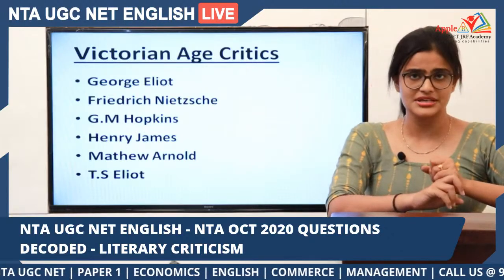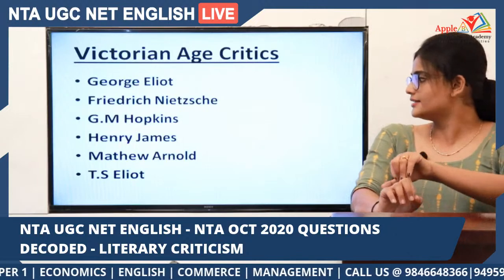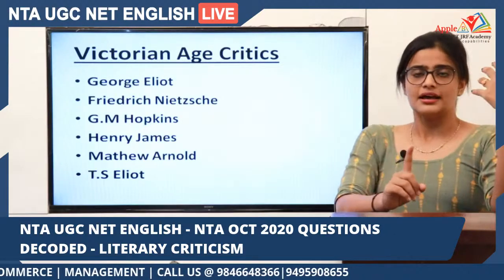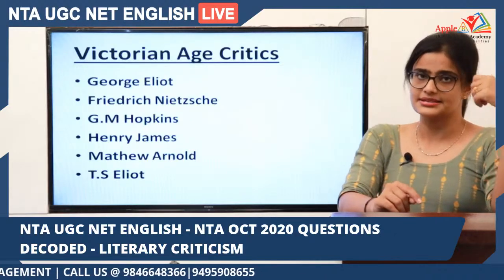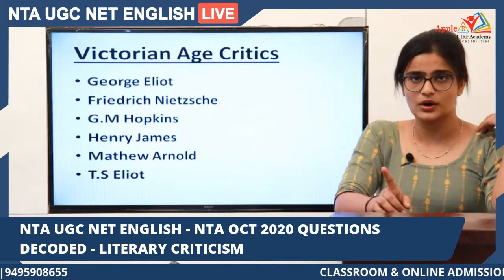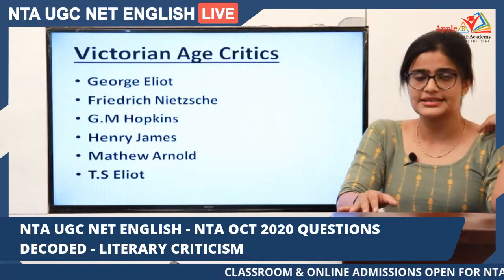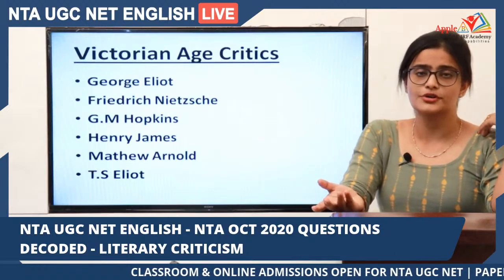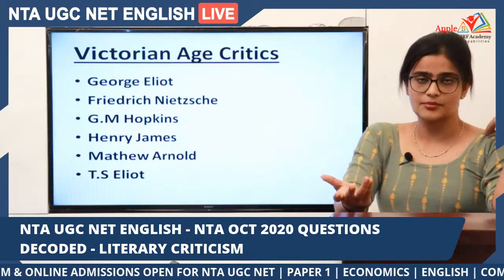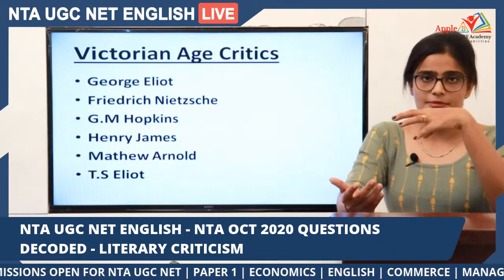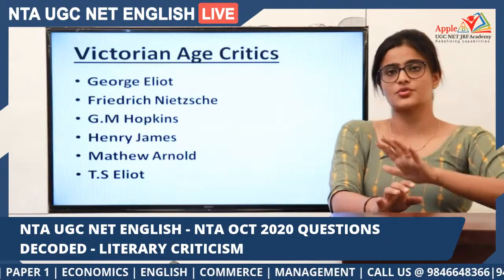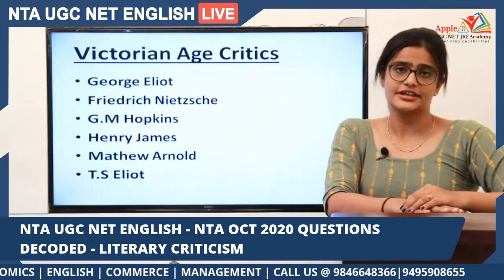Then we have Henry James, Matthew Arnold and T.S. Eliot. Matthew Arnold and his comments on culture and society are very important. And T.S. Eliot, we have discussed him and his work Tradition and the Individual Talent, but he had written many other important works, and he also developed the term objective correlative. So these all belong to the critical areas of T.S. Eliot. These are some of the important writers that you have to cover in the Victorian age.